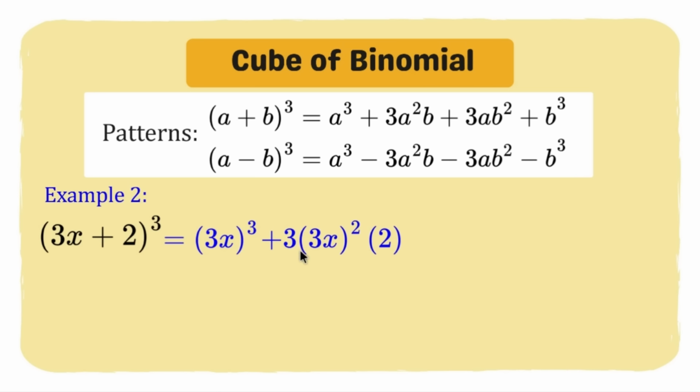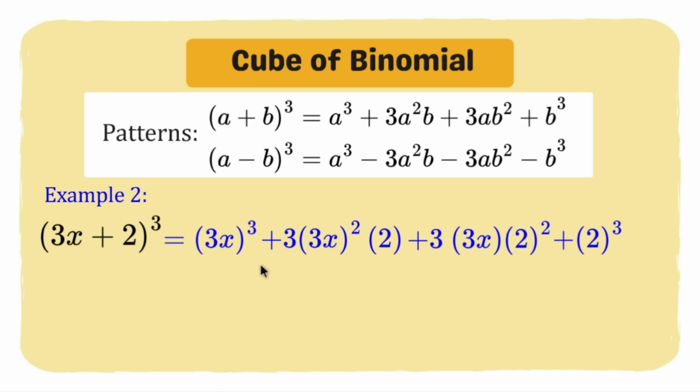Okay, so tandaan, ang kukuhanan natin ng square is yung first term. So 3x raised to 2. And then multiply natin sa second term, kaya may 2 dyan, and then times 3. Next, for our third term, ang kukuhanan naman po natin ng square dito is yung second term, which is yung 2. So 2 raised to 2 times 3x times 3. And then lastly, we just get the cube of our last term here, which is 2 raised to 3.